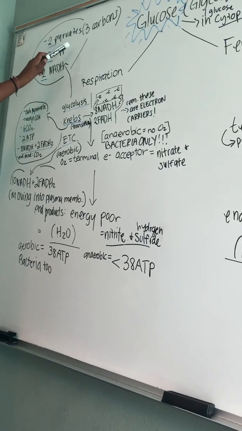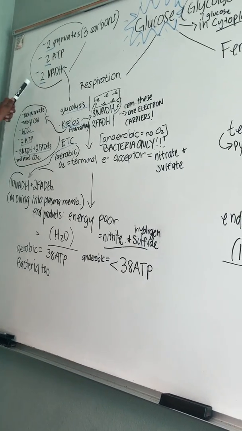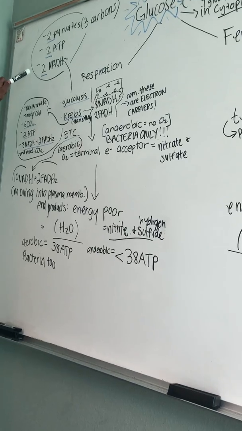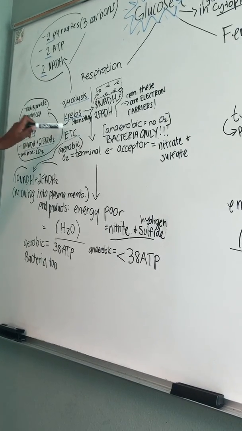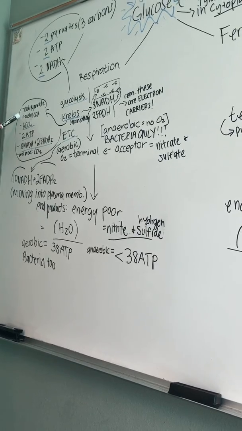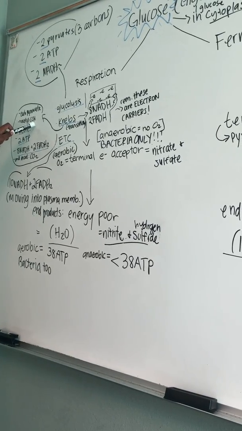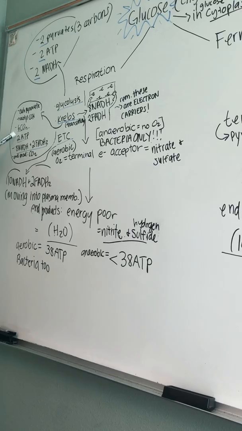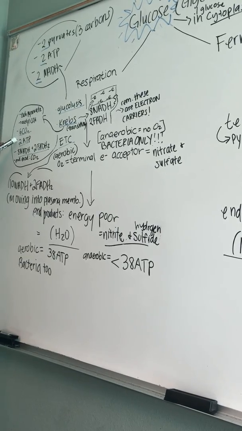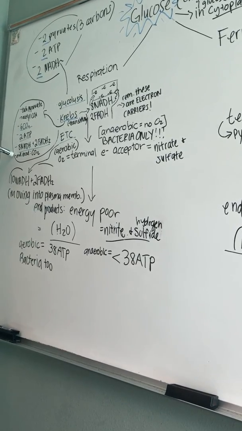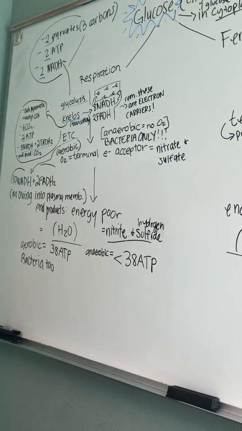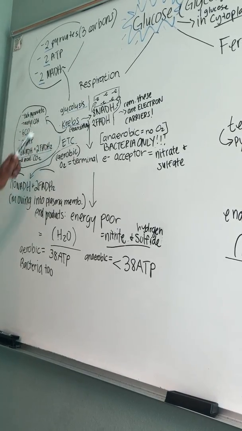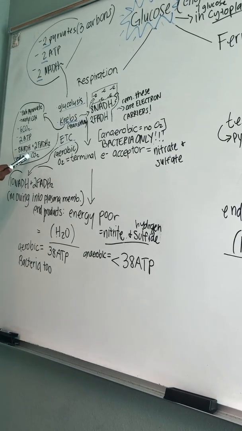2 pyruvates, there's 3 carbons, 2 ATP, 2 NADH. So that's glycolysis. And then you're moving on to the Krebs, or the transition phase, and each pyruvate turns into acetyl-CoA. And then just memorize this as well. 6 carbon dioxides, 2 ATP, 8 NADH, 2 FADH2. And the end product of Krebs itself is carbon dioxide.